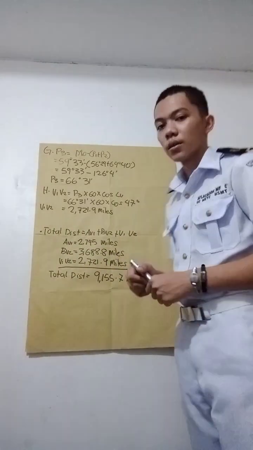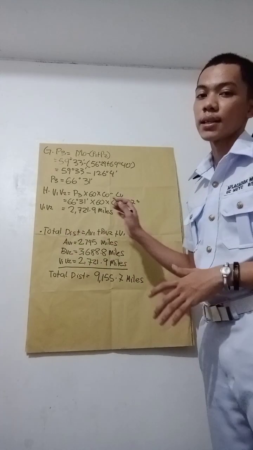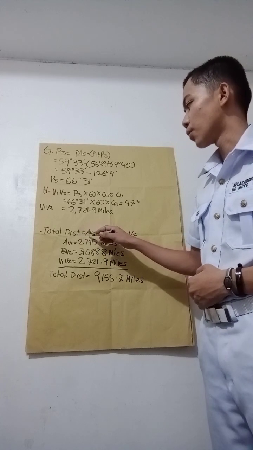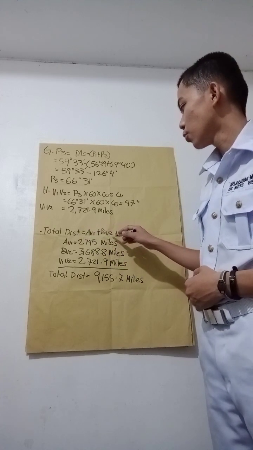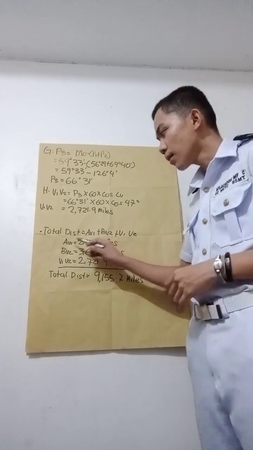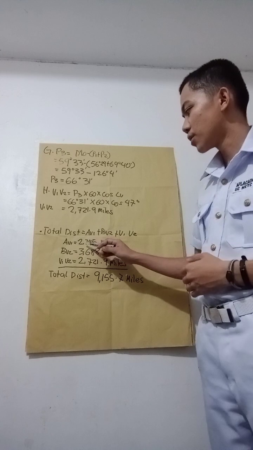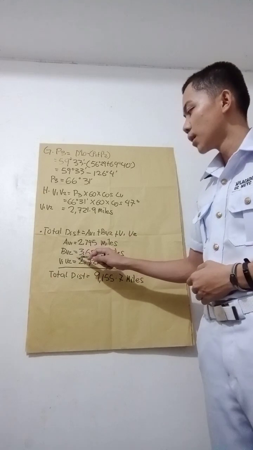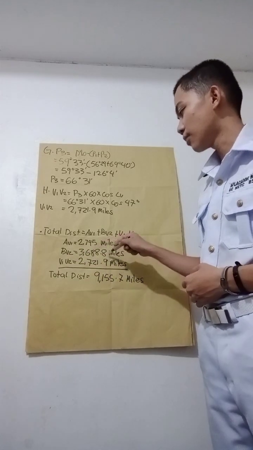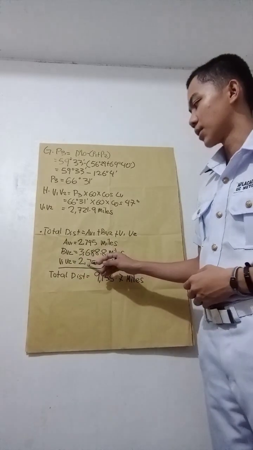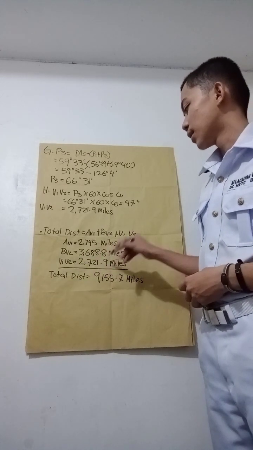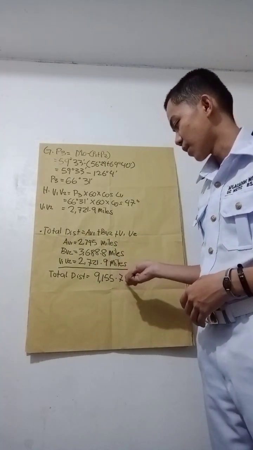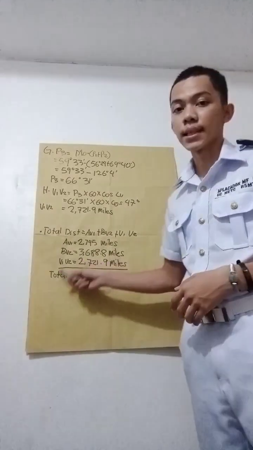So next is we need to solve now the total distance. And total distance is equal to AV1 plus BV2 plus V1 and V2. So our AV1 is 2,745 miles, and our BV2 is 3,688.8 miles, and our V1 and V2 is 2,721.9. So we add all of this and what comes out is 9,155.7 miles. So this is now our total distance.